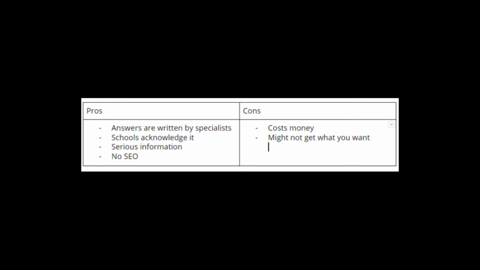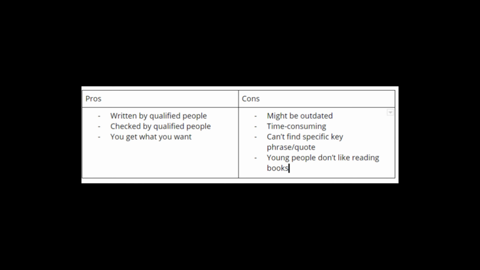Academic searches are written by specialists. Many schools acknowledge academic databases because they provide serious information, as well as not utilizing SEOs, which is search engine optimization. But because of this, the majority of academic databases cost money, and you might not get exactly what you want. Books contain information that is often written by qualified people who know what they're talking about.